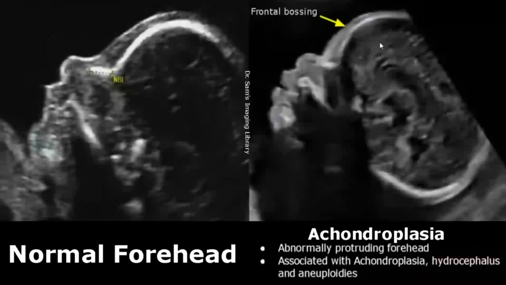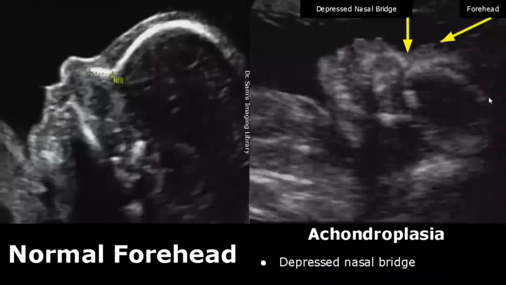An abnormally protruding forehead is also associated with achondroplasia. It is called frontal bossing. The forehead has an abnormally increased convex curvature, which is not seen in normal cases. In a depressed nasal bridge, the top part of the nose sinks deeper. It can also affect the forehead if it occurs. The forehead may also be depressed.